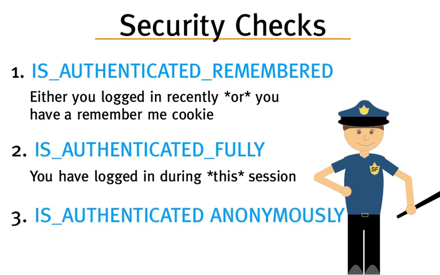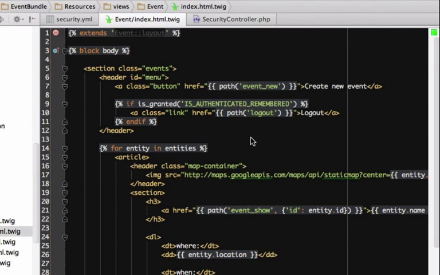Finally, isAuthenticated_anonymously is given to all users, even if you're not logged in. And since literally everyone has this, it seems worthless. But it actually does have a use if you need to whitelist URLs that should be public. I'll show you an example in the last chapter.